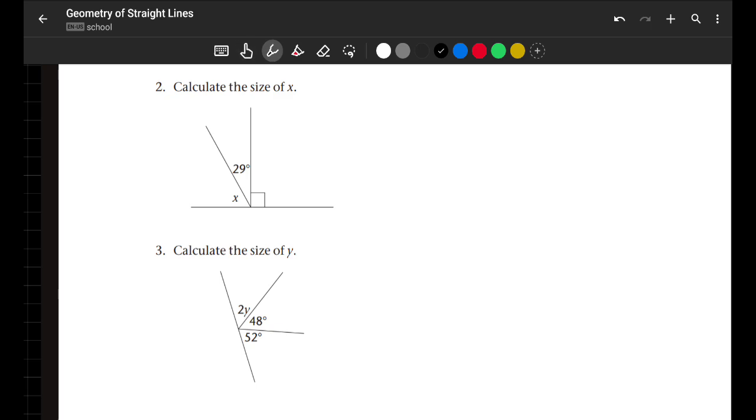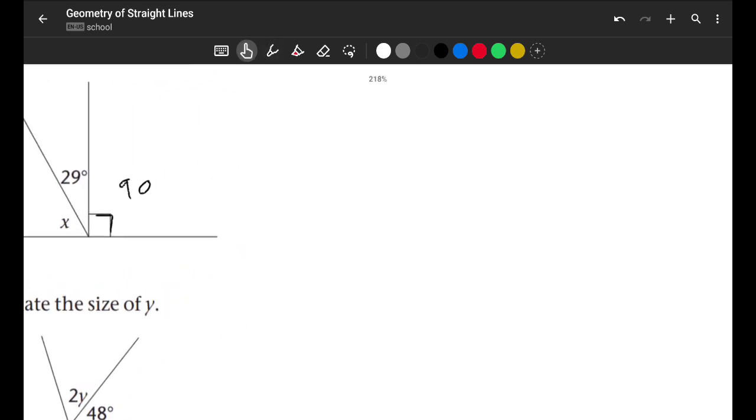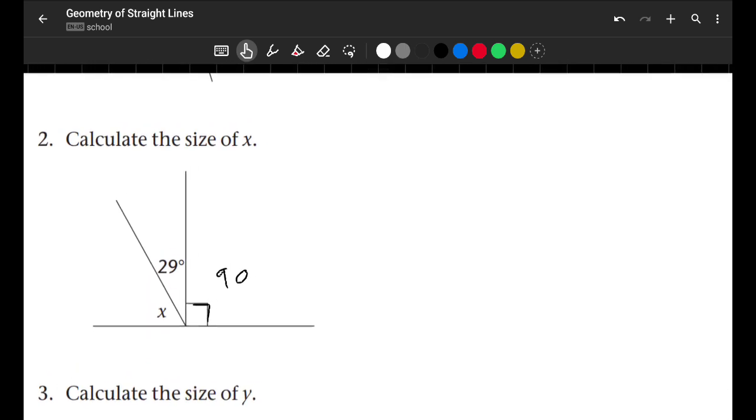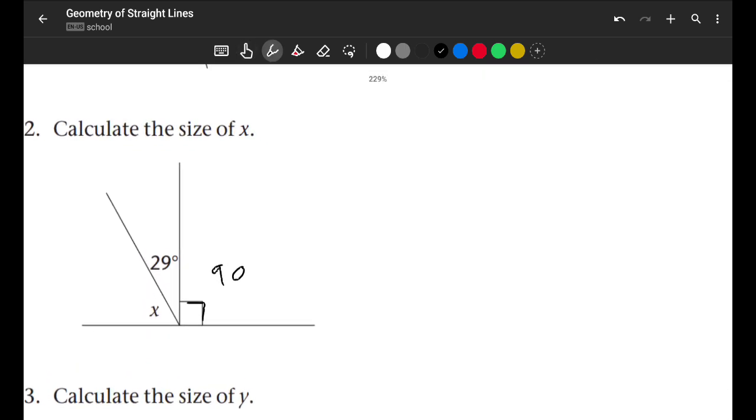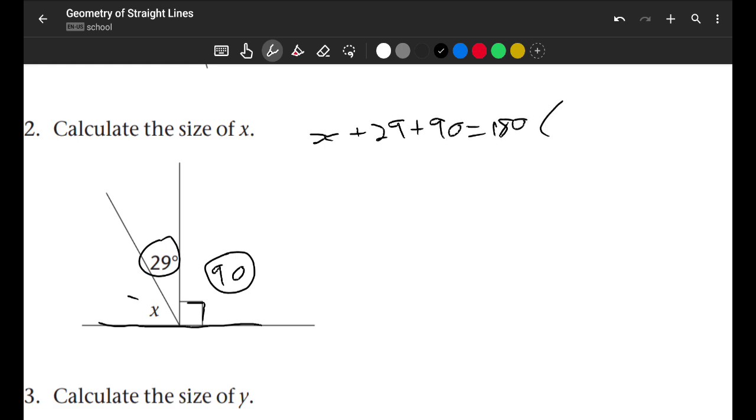But for the first one, please keep track and see how we get there. Once we see a right angle there, we know it's 90 degrees. Therefore, on this straight line, we have 90, we have 29, and we're missing one. So we start our formula: x plus 29 degrees plus 90 degrees equals 180 degrees. What is our reasoning?